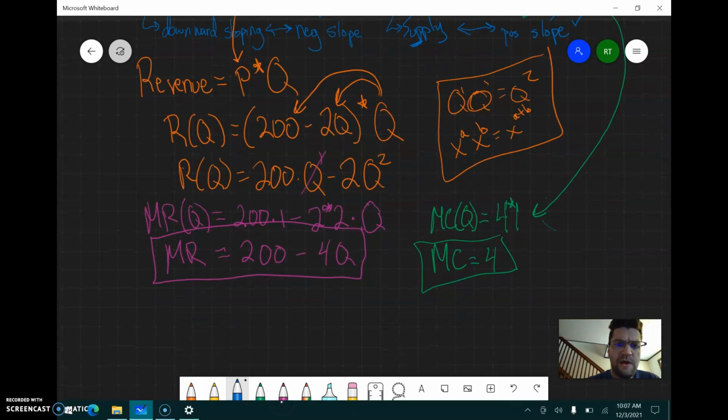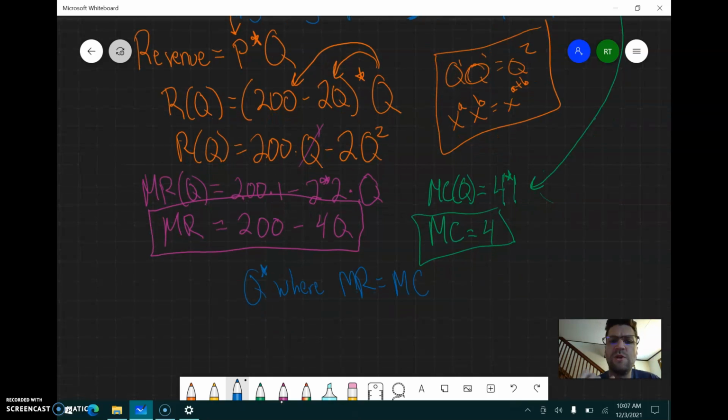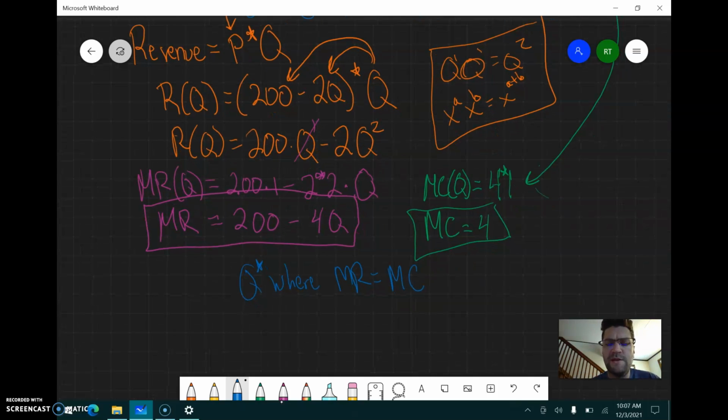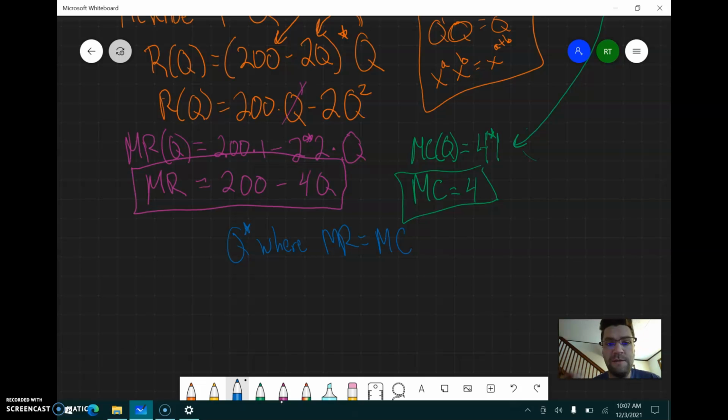Go back to blue. So we're going to have Q star where, and for these kind of equations, we're just going to equate them. Right? For this kind of optimal allocation, when we're given equations, we're just going to equate them. The reason why it's greater than or equal to is because sometimes you can't produce half a car. And so if producing one more car is going to result in the marginal cost greater than the marginal revenue, you're not going to produce it, right? So that's just because of the fact that some things are chunky.